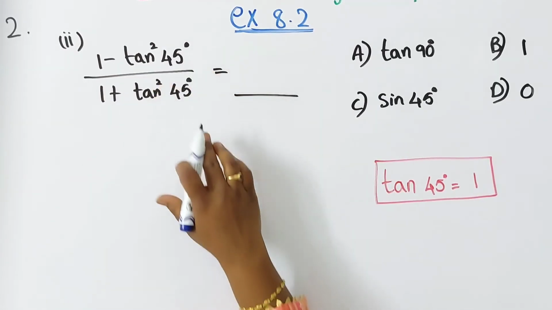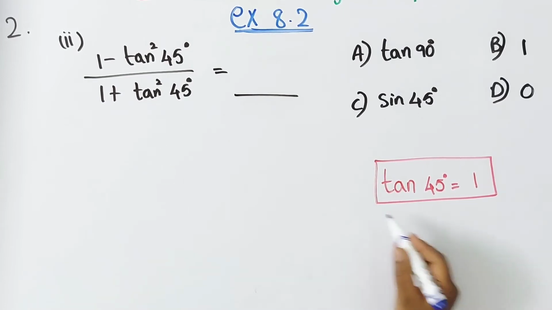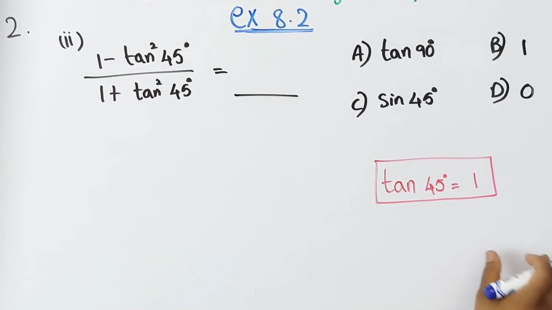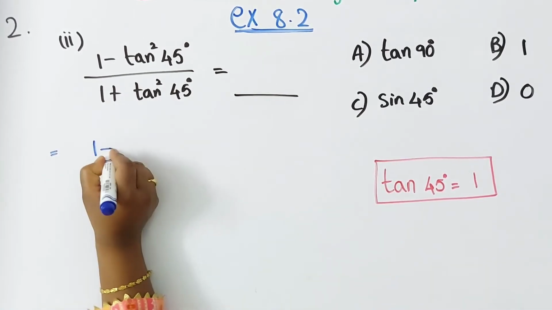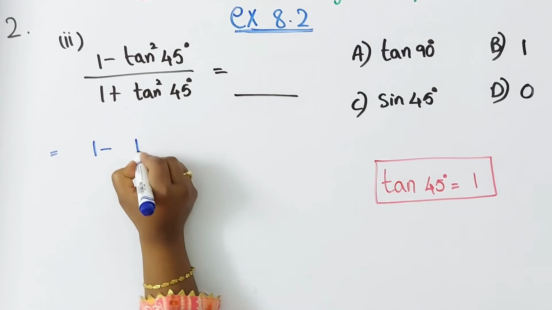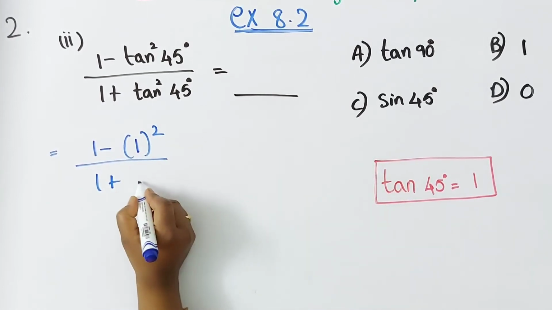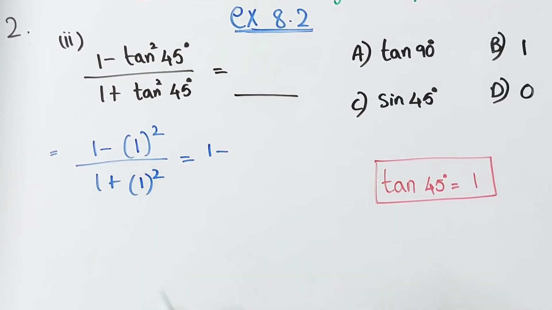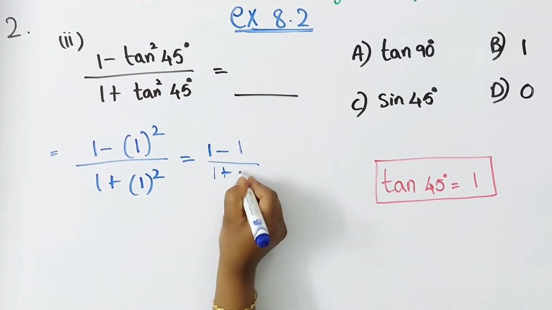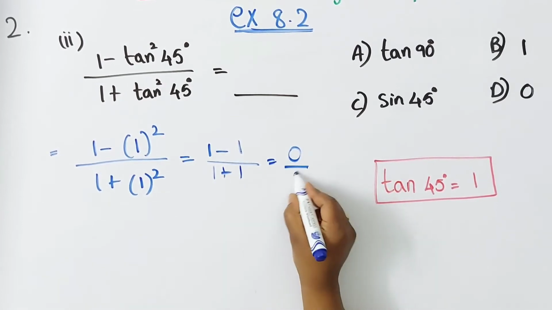Second question, children. 1 minus tan square 45 degrees divided by 1 plus tan square 45 degrees. We already know the value of tan 45, that equals 1. Let's substitute the value here. This equals 1 minus tan square 45, that means 1 square, divided by 1 plus tan square 45 again. Tan 45 is 1, square means 1 square. 1 minus 1 square value, it is 1 here. Again 1 plus 1 square, children. 1 minus 1 is 0. Divided by 1 plus 1 is 2, children.